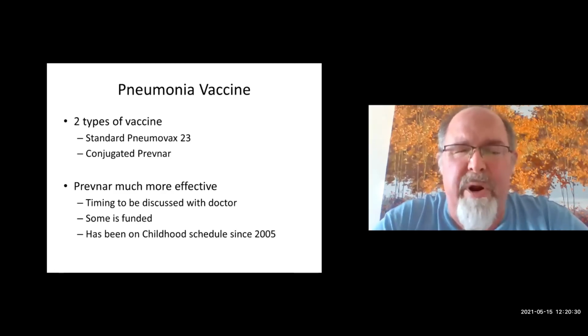The other thing that people don't think about is pneumonia. Pneumonia is common as a consequence of steroids and other immune-suppressing treatments. There are 2 types of vaccine, the Pneumovax 23 and the conjugated Prevnar. Now, Prevnar is much more effective. In other words, about 50% more chance of preventing pneumonia from the pneumococcal bacteria. The timing needs to be discussed with your doctor. Some are funded and some are not.